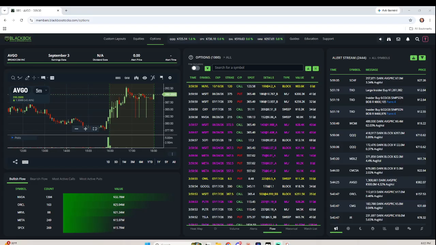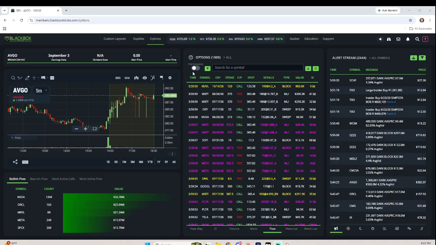Maybe a few other people will show up here, but I want to start with the very, very basics of deciphering flow. Some of this will be individual to Blackbox as far as the coloring system, but what is not individual is the importance of open interest and why that matters when reading options flow.